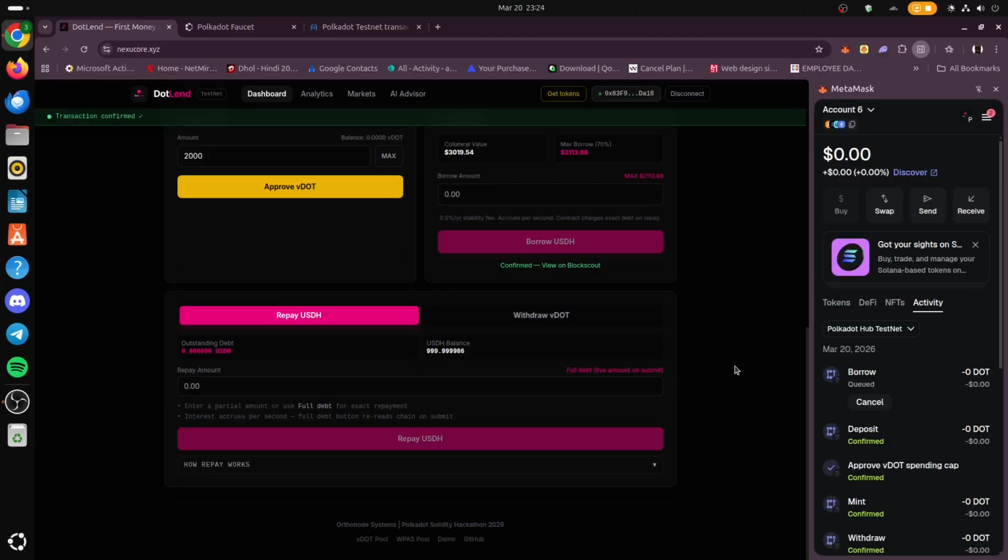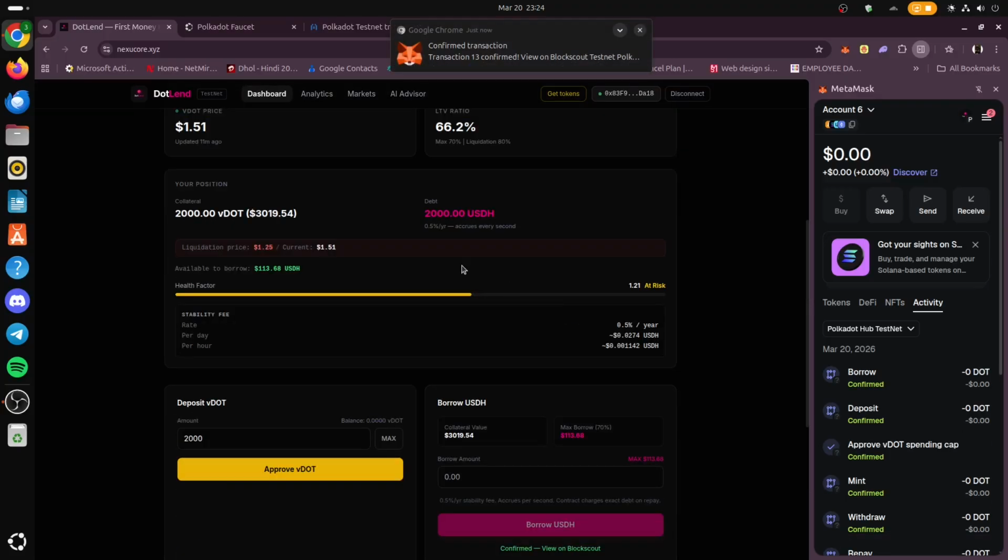If the vDOT price drops from 1.51 US dollars to 1.25 US dollars, then this position will move to liquidation phase. And in liquidation phase, what happens is, this 2000 USDH plus the interest I have incurred on this debt of 2000 USDH. For example, let's assume that the interest is around $11. So the total repay amount will be $2011, right?